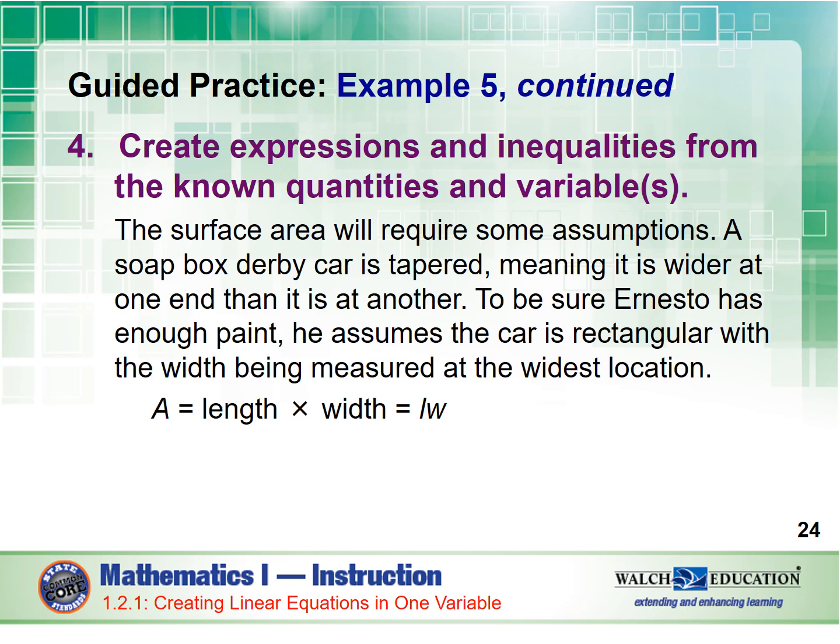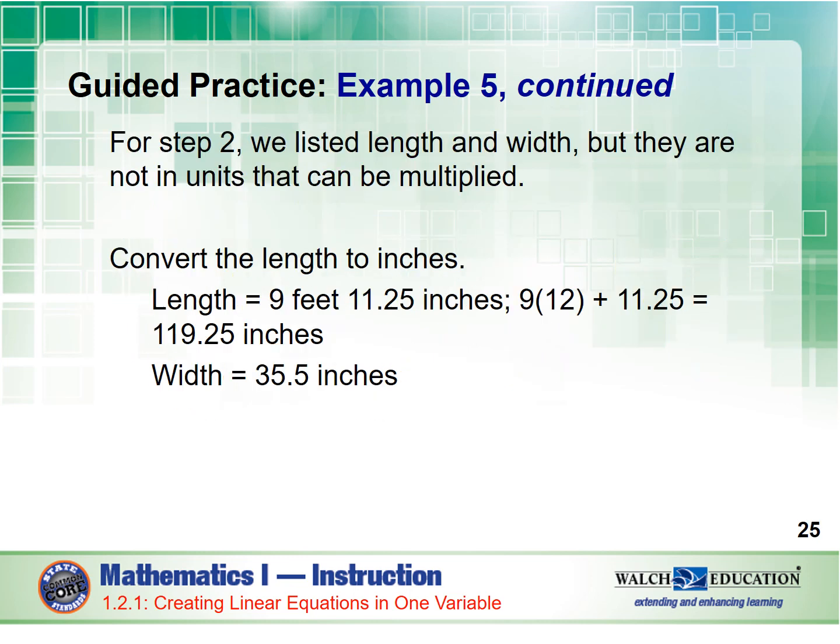So we have area equals length times width. We have converted the width to inches, so now we convert the length. We take 9 feet, 9 times 12, because there are 12 inches in a foot, plus 11.25, which gives us 119.25. What we're doing is making our numbers have the same units. Otherwise, we can't combine them. They're not like terms.